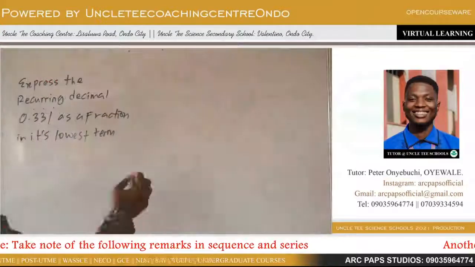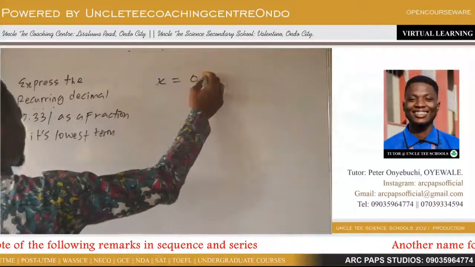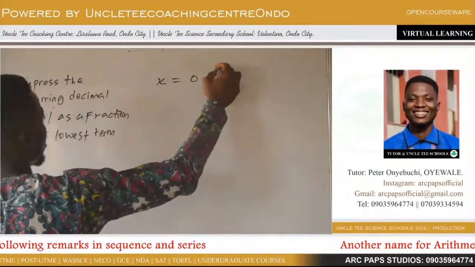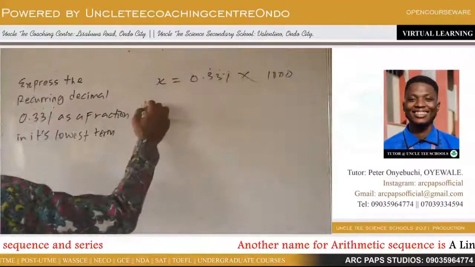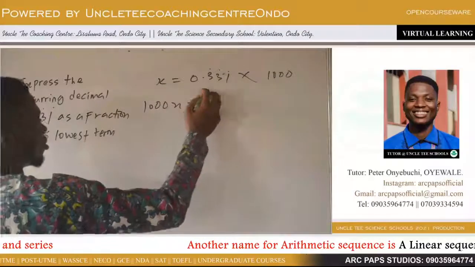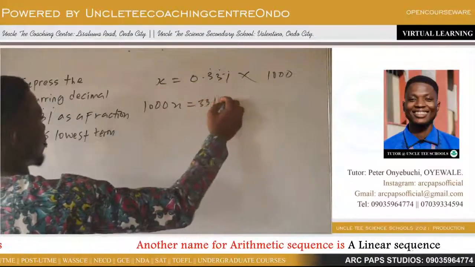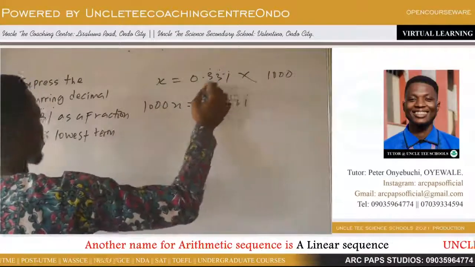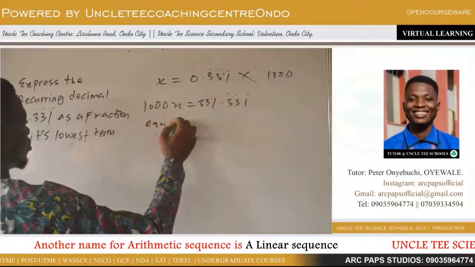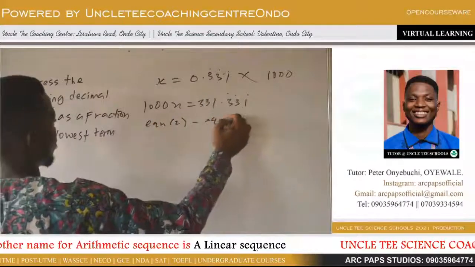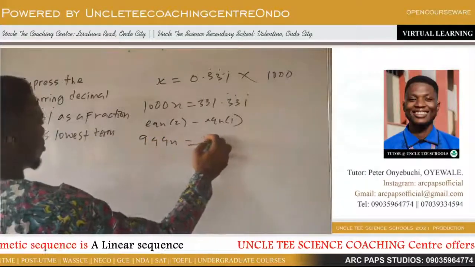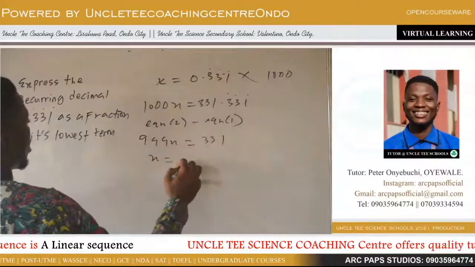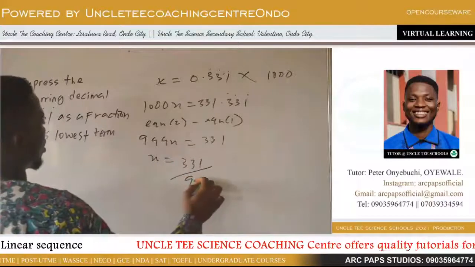Now, to express the recurring decimal below as a fraction, I'm going to be using the opposite method. So if x is equal to 0.331331, 3 numbers are repeating, so we multiply through by 1000. So 1000x will give us 331.331 to infinity. So I subtract equation 1 from equation 2. That will be 1000x minus x, which is 999x, equal to 331. So our x will give us 331 divided by 999, which will be our answer.